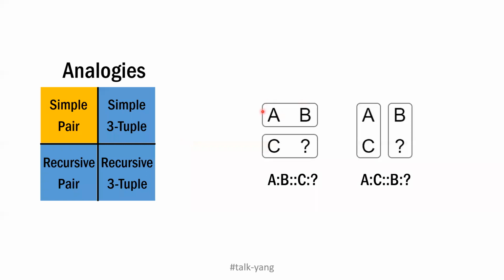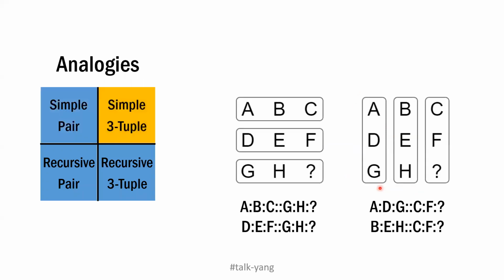So for simple pair analogies, given the matrix here, we can easily derive the row analogies here on the left. A is to B as C is to the missing entry. And similarly, in the vertical direction, the column analogy is A is to C as B is to the missing entry. And very similar to the simple pair analogy, for the simple 3-tuple analogy, we also have the row analogies here and the column analogies.